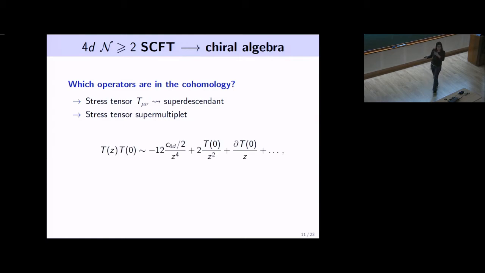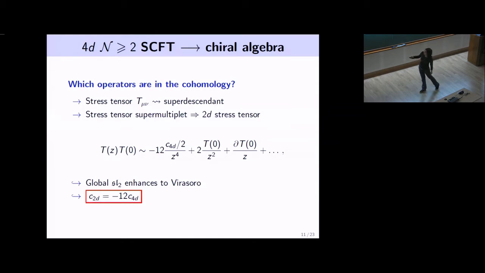And if I do the same thing as I did in the previous slide, I will find this OPE, which you will recognize as the OPE of two-dimensional stress tensors. But this OPE was fixed from four-dimensional data. You see this C4D here. So now I can see that my chiral algebra will have a stress tensor. So the global SL2 will enhance to Virasoro, and the level, the two-dimensional central charge, is fixed from this relation in terms of the four-dimensional one. And it's actually negative, so yeah, I will get a non-unitary chiral algebra.